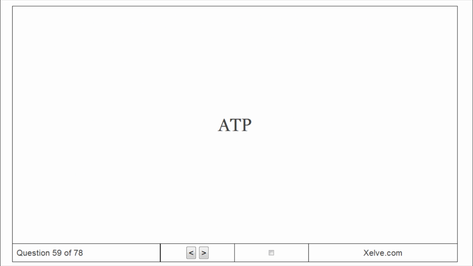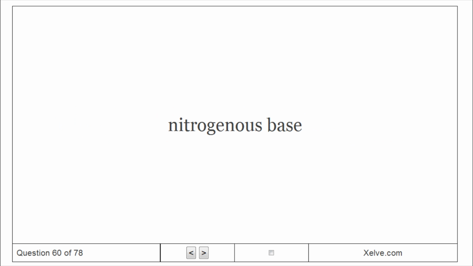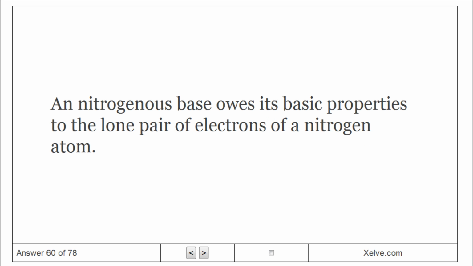ATP. Adenosine triphosphate, the main energy source that cells use for most of their work. Nitrogenous base. A nitrogenous base owes its basic properties to the lone pair of electrons of a nitrogen atom.